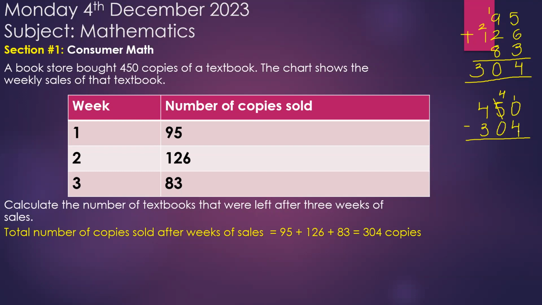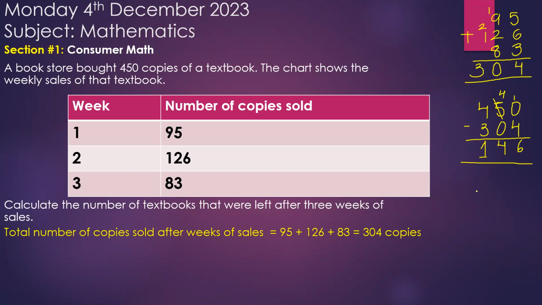And 10 minus 4 is what? 6. 6, good. And 6. That's 140. And so 4 minus 0 is going to be what? 4. And 4 minus 3 is what? 1. So the answer is going to be what? 100 and what? 46. 146.